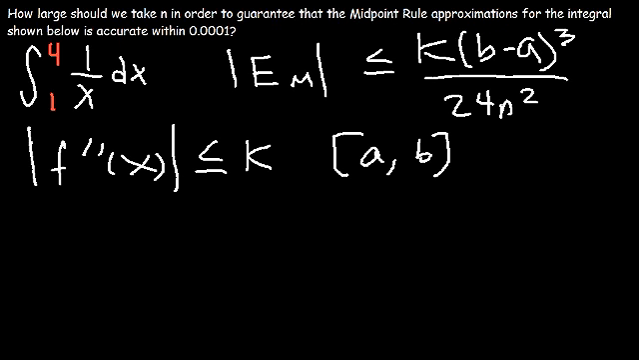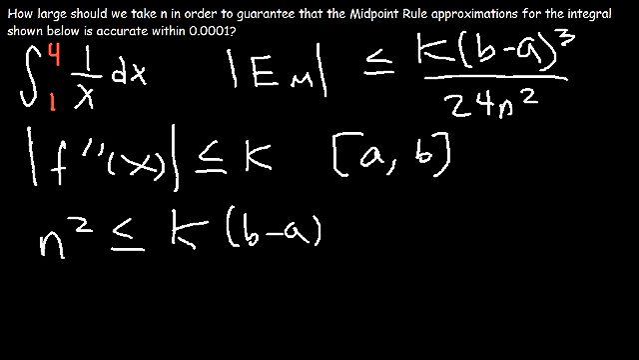So in this problem, we need to solve for n. The error is 0.0001. So let's rearrange the equation. To do that, you can just simply switch these two. So n squared is less than or equal to k times b minus a raised to the third power divided by 24 times e sub m.